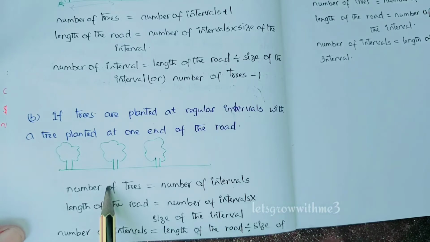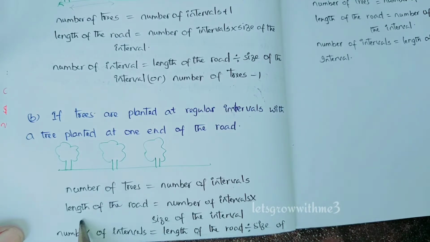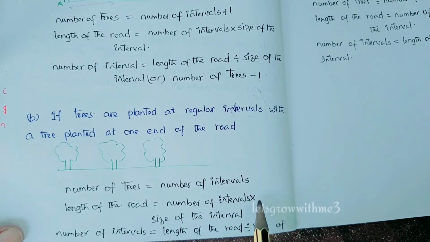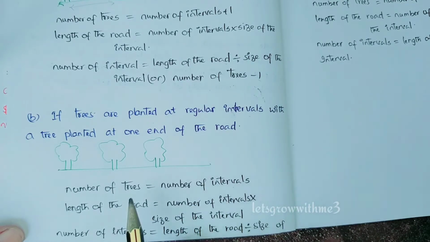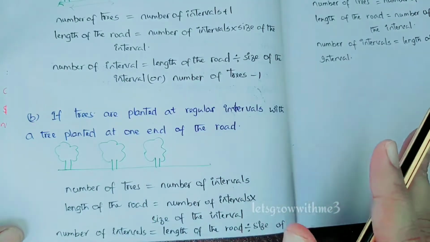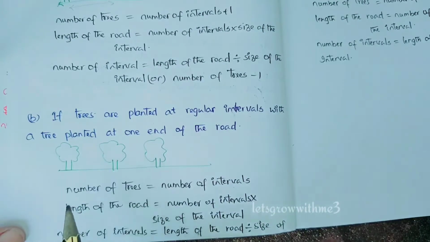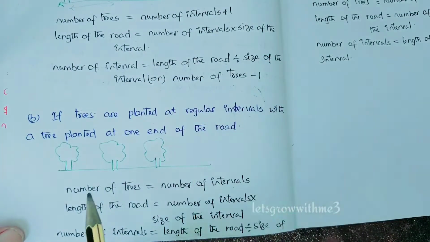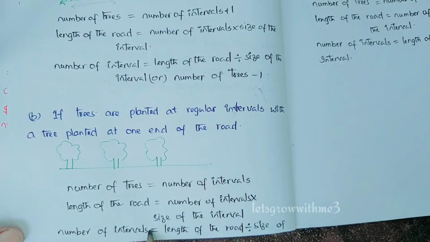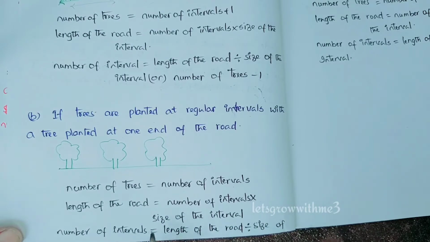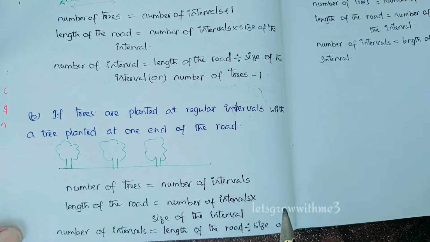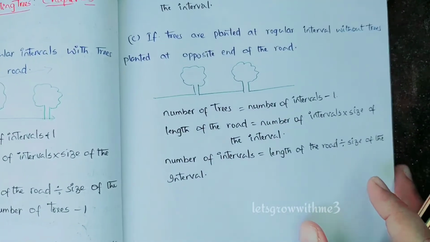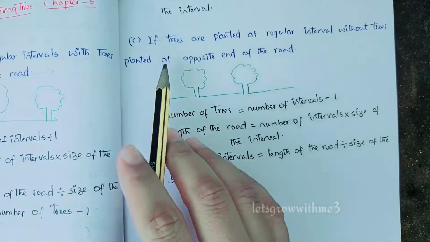Number of trees is equal to number of intervals. Here the number of intervals and the number of trees are the same. Length of the road is equal to number of intervals times size of each interval. This is the common formula throughout all the cases. To find the length of the road, we need to find the total number of intervals and the size of each interval. Next we have the number of intervals. Number of intervals is equal to length of the road divided by size of each interval.